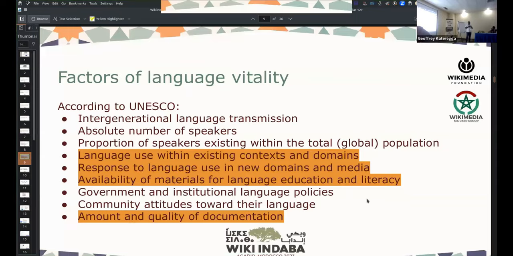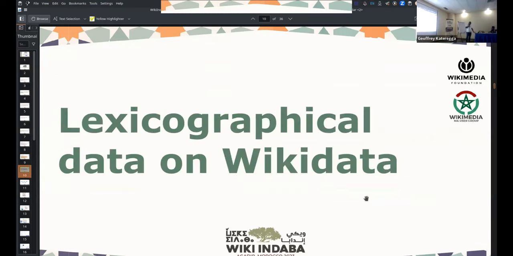But there are some things that we can do within our capacity. As Wikimedians, particularly, we can write in our own languages so that these languages are visible on the internet. And we can also use Wikidata to create and improve the quality of documentation in our languages. Again, this looks like very basic things, but I think they are really fundamental and they are within our capacity to participate and contribute. So that brings me to lexicographical data.